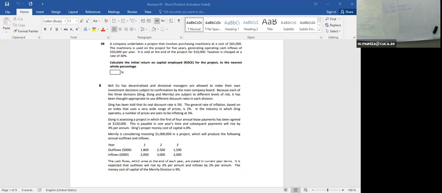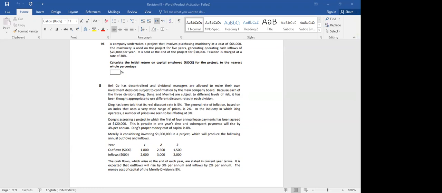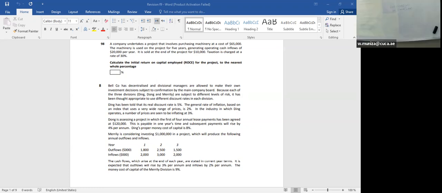So 134,983, or you can round it to 134,984, multiplied by 0.735 will be your present value. 99,213. Roughly 99,000. Very good.